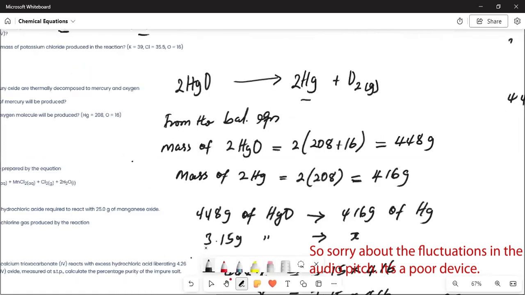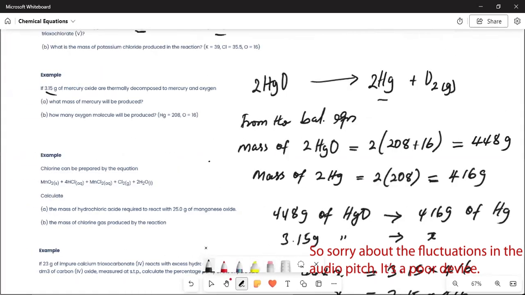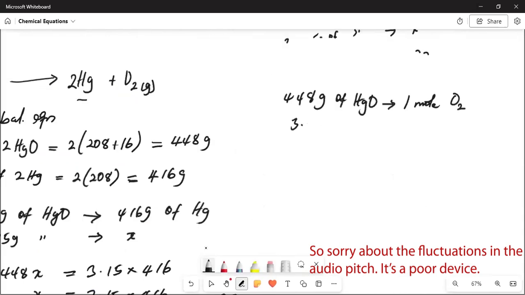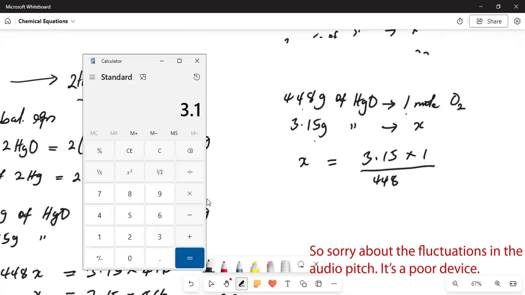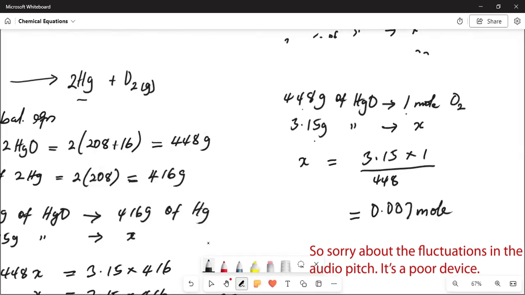Therefore, what is the mass given in the question? 3.15 gram. 3.15 gram of mercury oxide will give X mole. By proportion, X is equal to 3.15 times 1 mole divided by 448. So 3.15 times 1 over 448, which is 3.15 divided by 448. That is 0.007 mole. But the question says molecule, it didn't say mole.